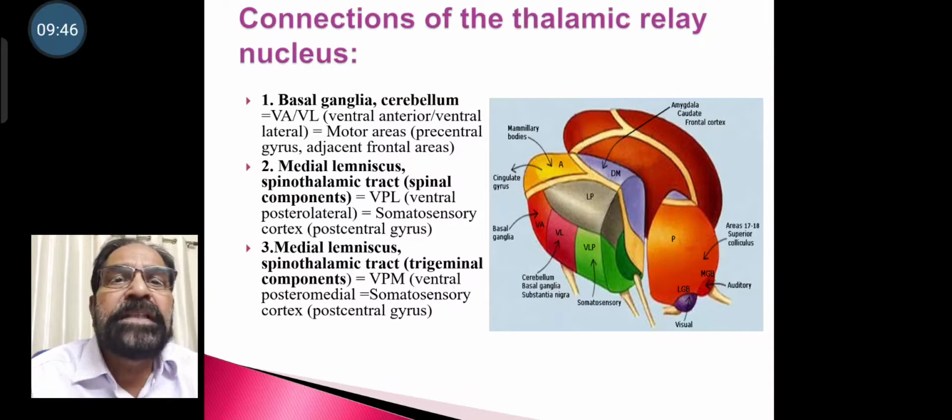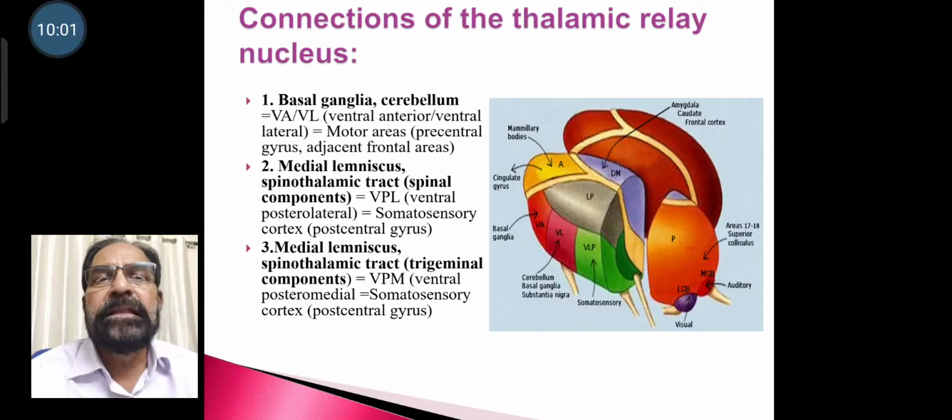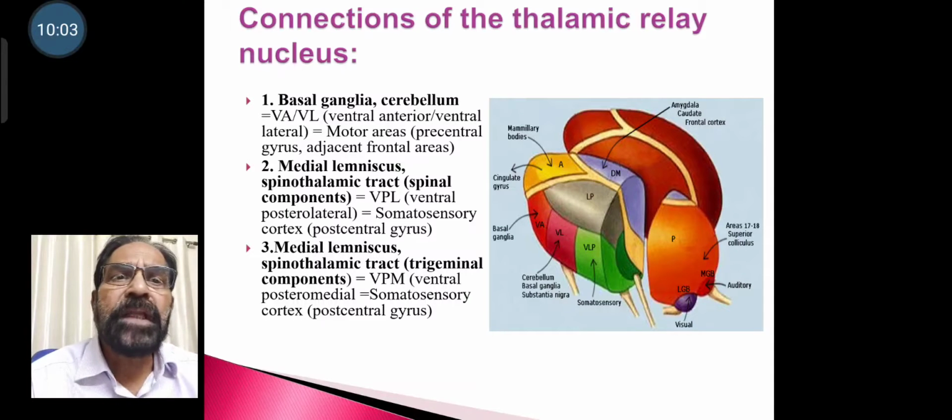Then we go to medial lemniscus and also spinothalamic, but trigeminal components only. Earlier it was the spinal component. So the medial lemniscus will receive from the head region, that is trigeminal components. Their nucleus is ventral posterior medial, and it relays to postcentral gyrus, that is somatosensory cortex.